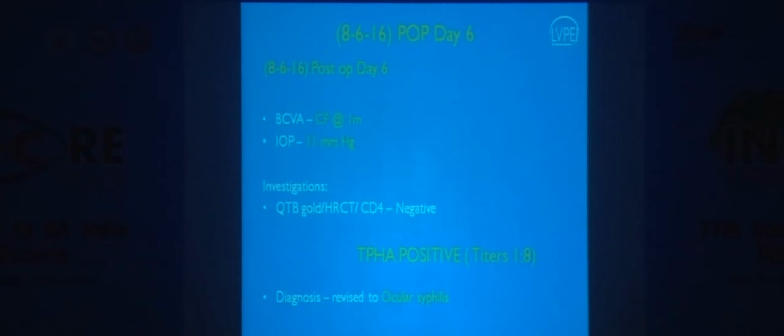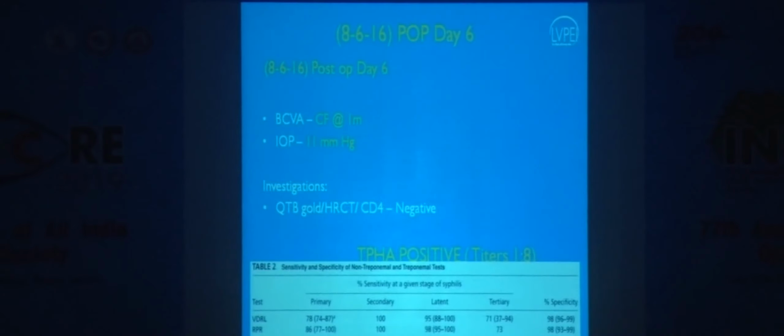When we got him tested, his VDRL was negative, but this was a learning point. His TPHA titers are positive, and this is a point which I would like to stress upon all the audience. For a case of syphilis, VDRL alone does not suffice. You should ideally get a TPHA done. Treponemal tests like TPHA and FTA-ABS have a sensitivity and specificity of around 95% as compared to VDRL, which only has around 70%. So an ideal test should be a TPHA for these cases.